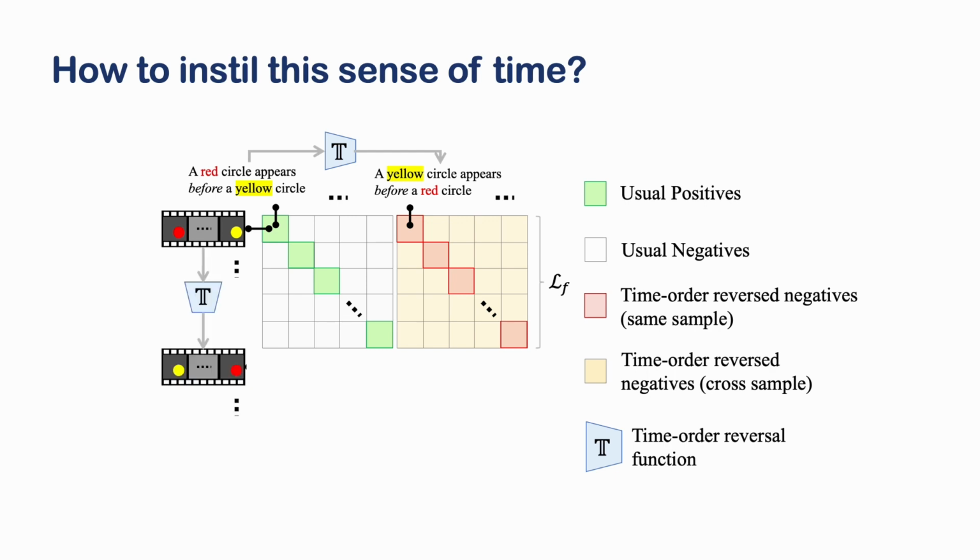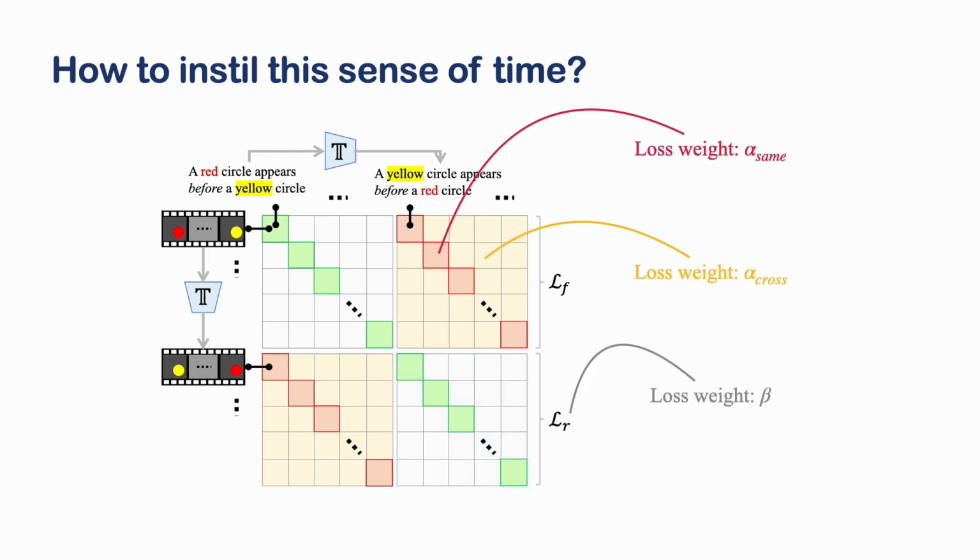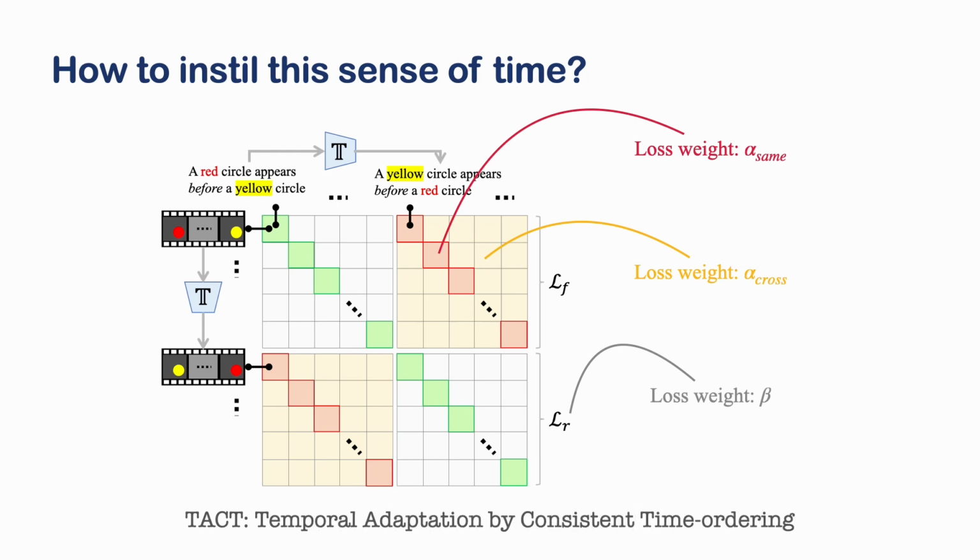Likewise, we apply the same function to the video to construct its time order reversed version. Finally, note that the time order reversed video and time order reversed sentence can additionally serve as positive pairs. We apply standard contrastive loss and use different hyperparameters to control the impact of each of these parts of the similarity matrix. We term this recipe TACT, temporal adaptation by consistent time ordering.